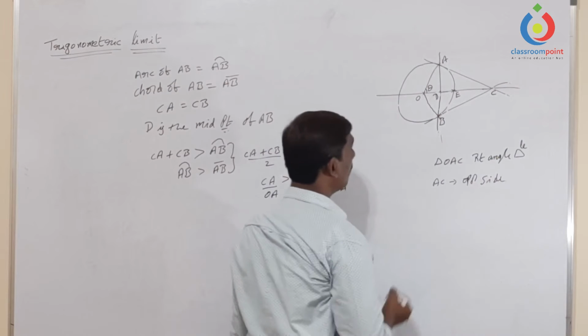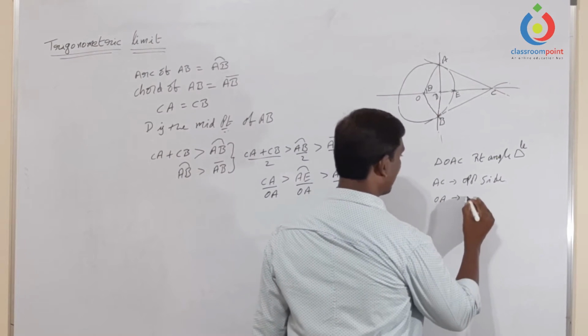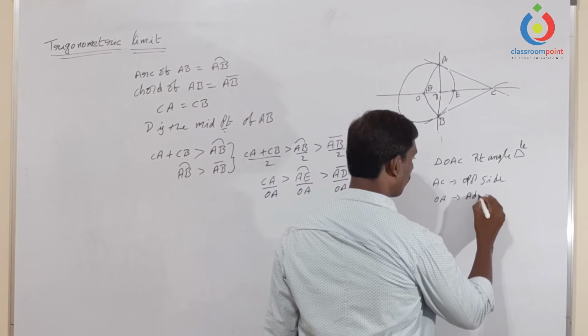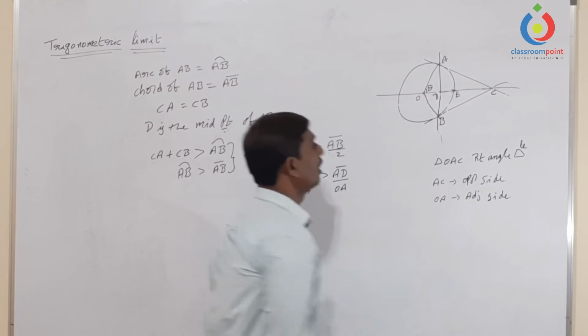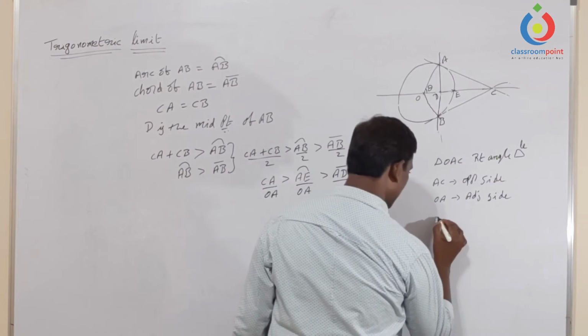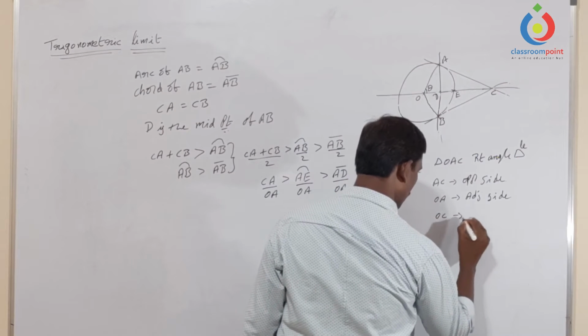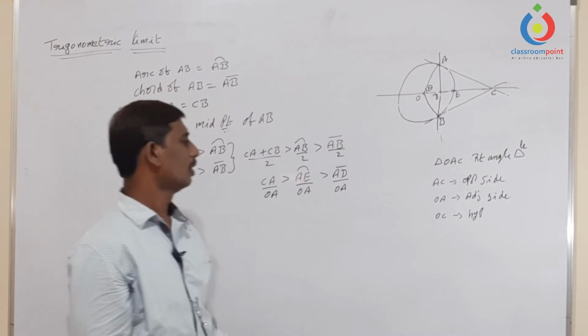Opposite side of theta. OA is the adjacent side of theta. OC is the hypotenuse. Right? Now, what to do here?